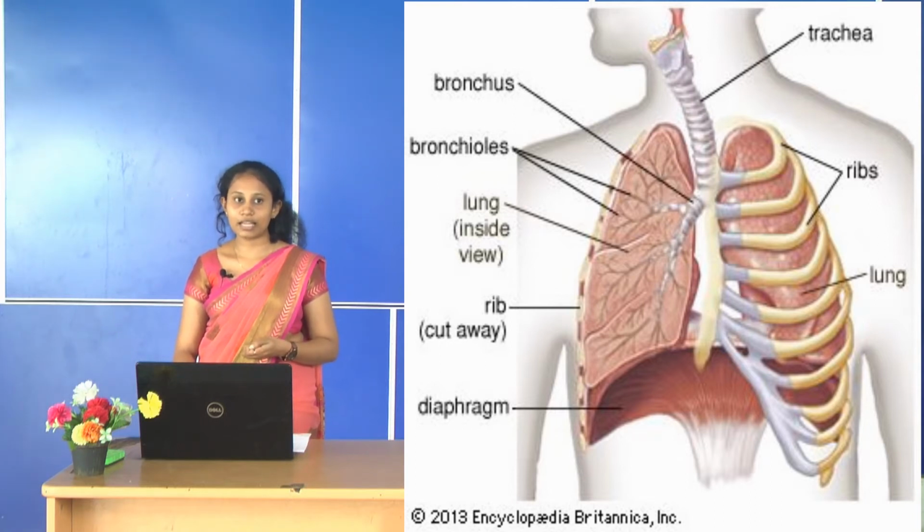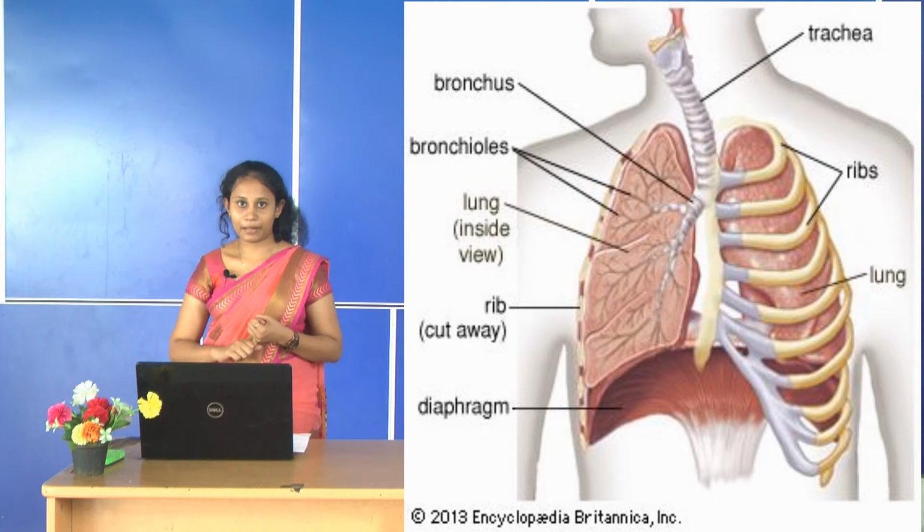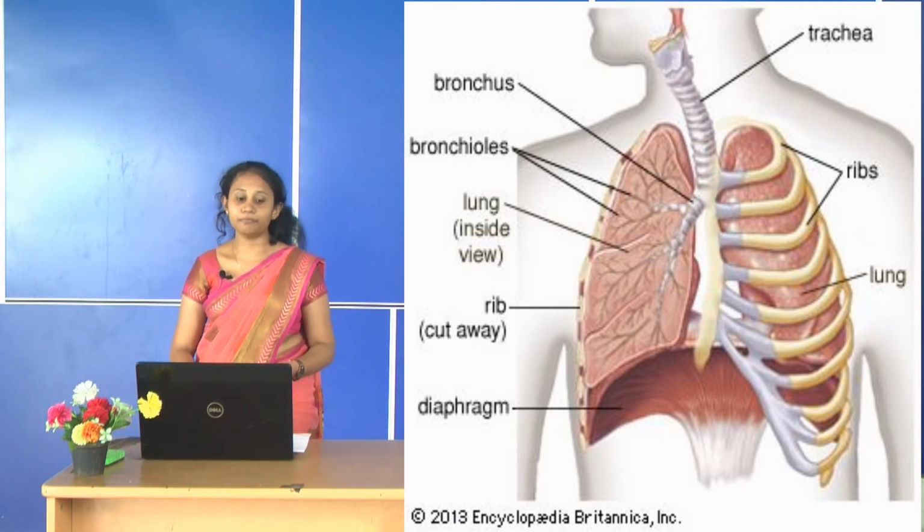For this purpose, alveoli have some special features. One is having a large surface area. Then it has a thin surface so that diffusion can be very effective. And it has a very good blood supply and good ventilation.